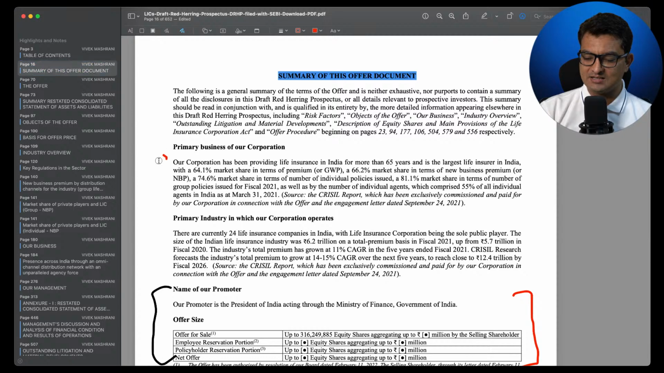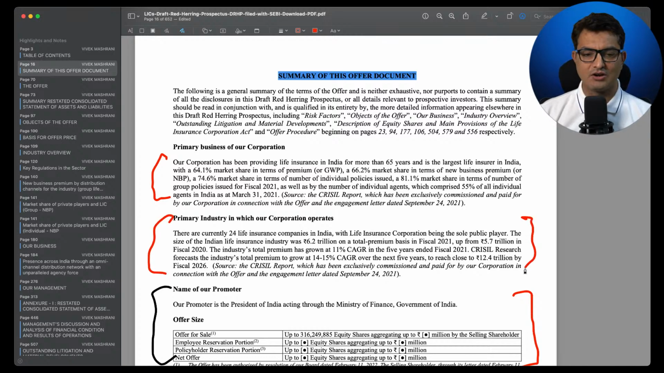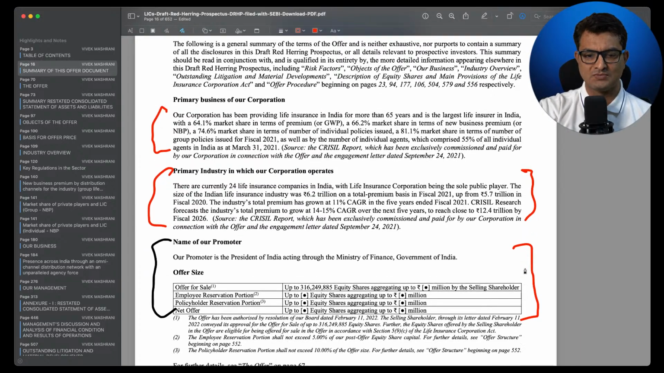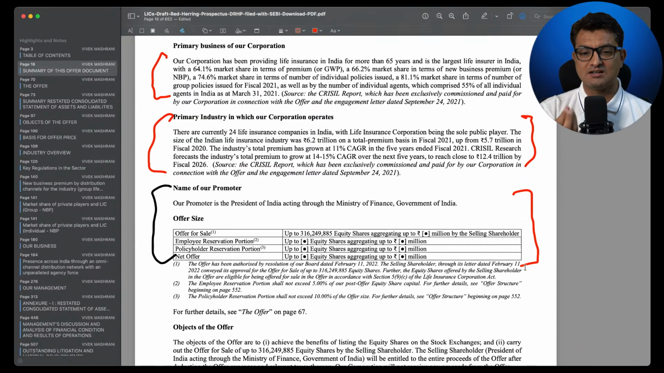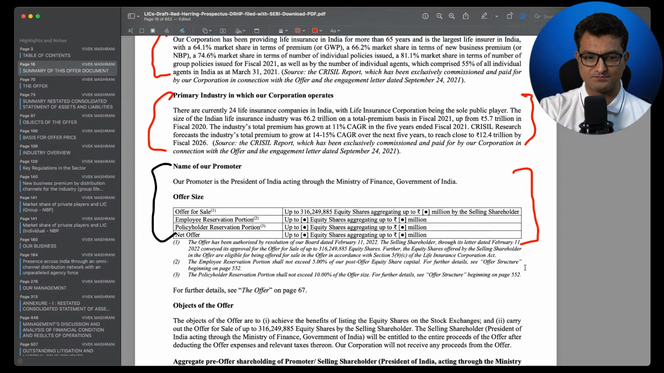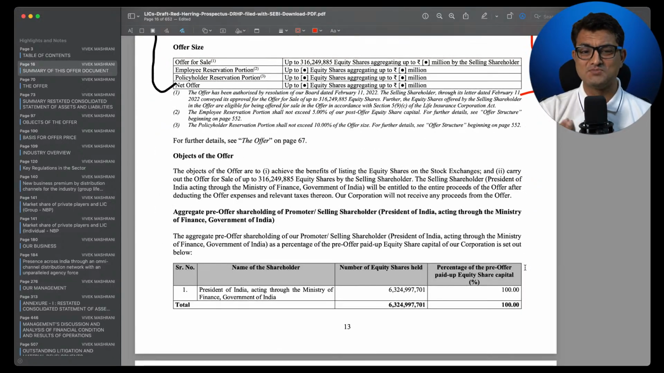It will say what the business of the company is. That LIC has been there for more than 65 years, this is the market share, this is the business, in the last 1 or 2 years they did this. What is the industry in which it is operating? So it will go about telling the industry also. It will tell you the offer size, the number of shares they are offering, and the object of the offer.